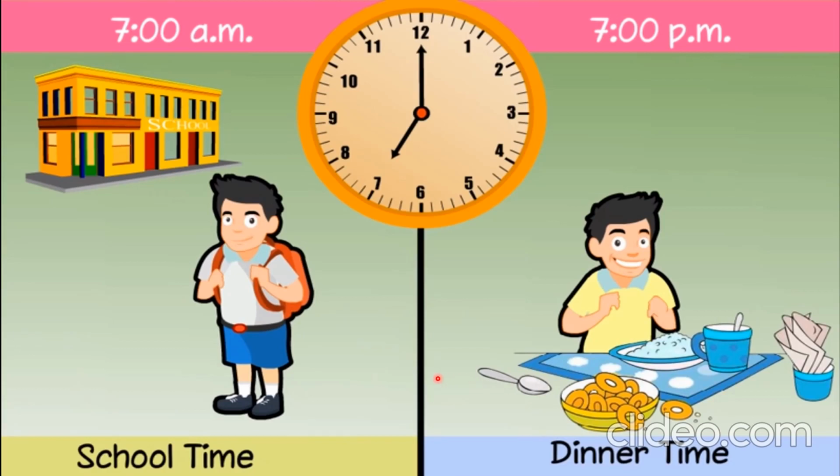See here, two pictures are there. In the first picture, it is represented as school time. What is the time given on this clock? It is 7 o'clock. If it is in the morning, then we can read it as 7 AM. In the second picture, it is dinner time. We will have dinner at night. So it is 7 PM.